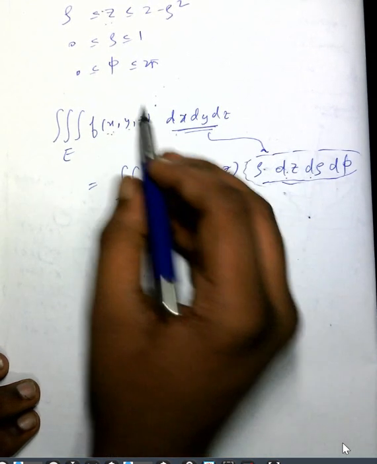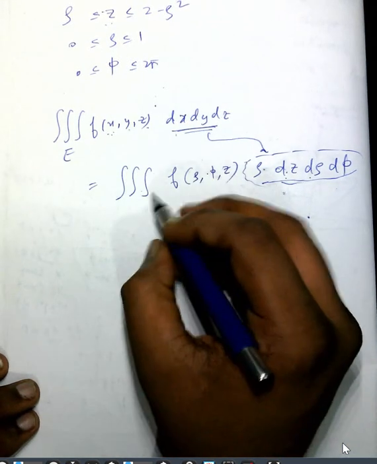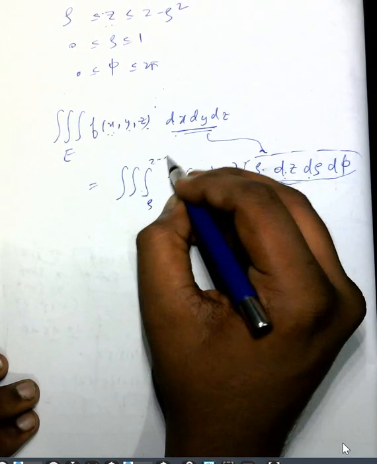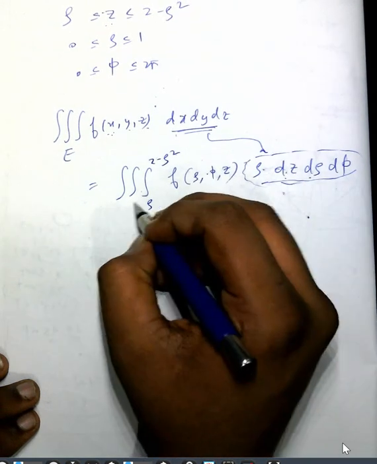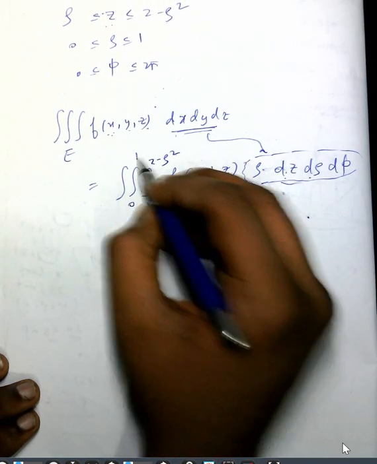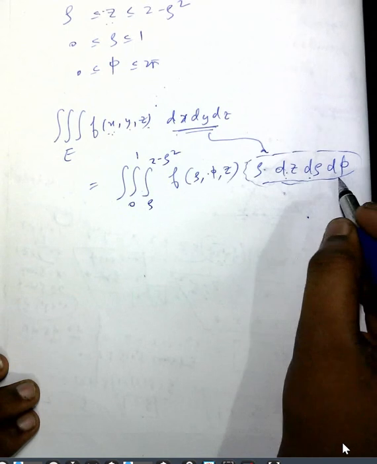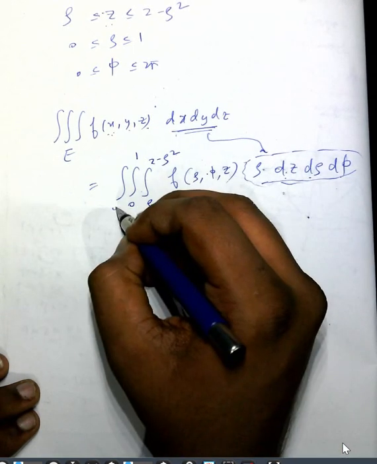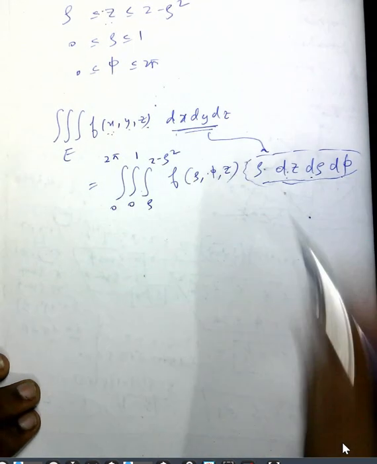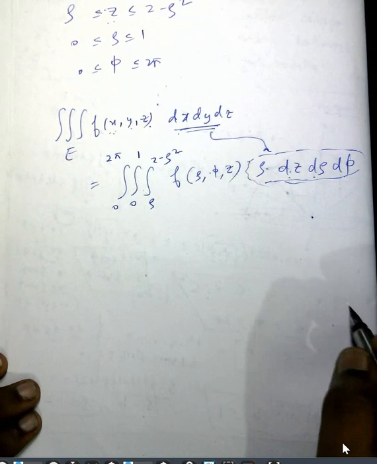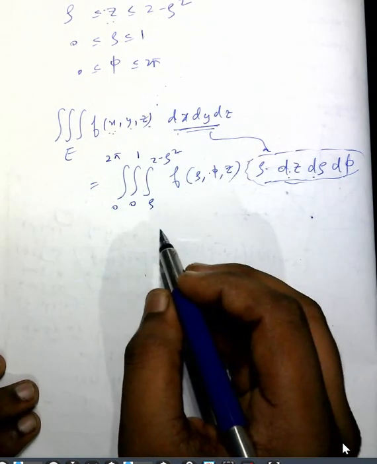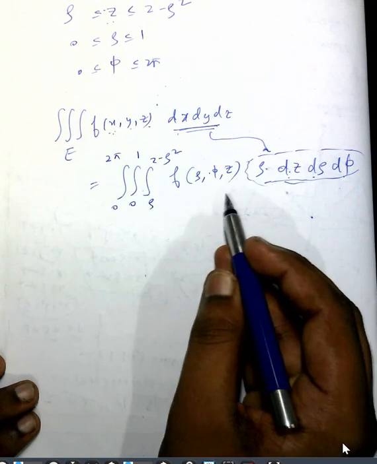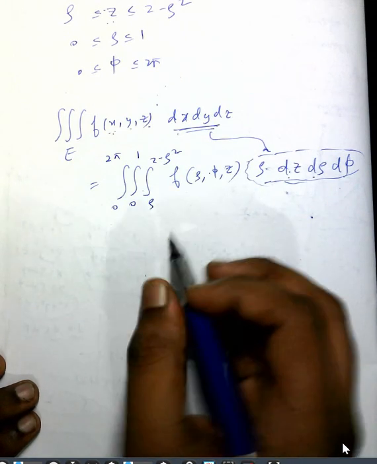Now z lies between rho and 2 minus rho square, so you include the bounds rho and 2 minus rho square. Rho lies between 0 and 1, so you include the bounds 0 and 1 for rho, and phi lies between 0 to 2 pi, so you include the bounds 0 to 2 pi for phi. So this is how you express the integration of any function over the region E.